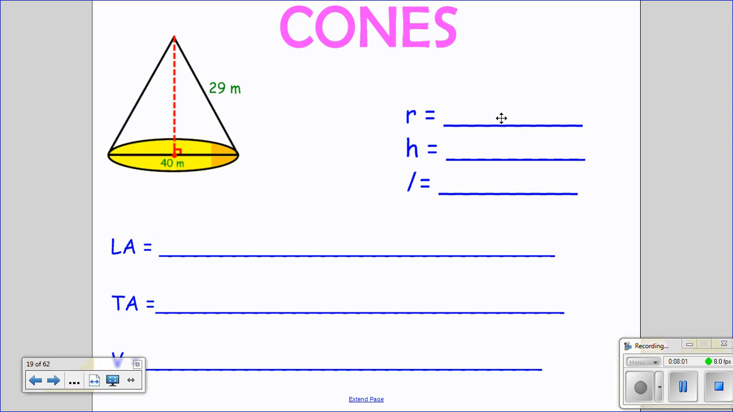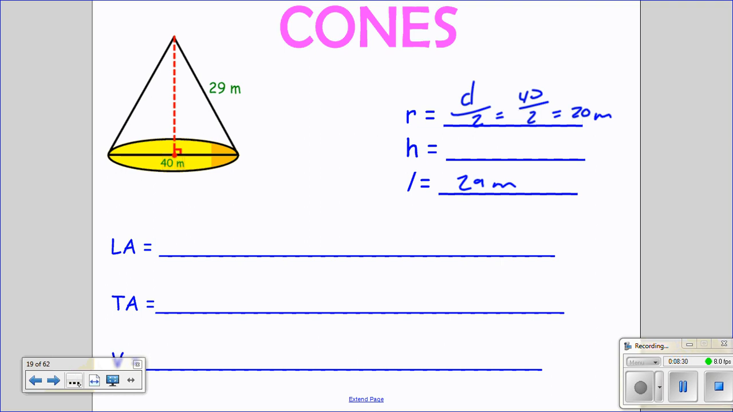Now let's get into cones. For cones, we need our radius. On this particular cone, we're given our diameter again. So to find our radius, we take our diameter divided by 2. So that's 40 divided by 2, which is 20 meters. We need our 3D height and we need our slant height. We're given our slant height, the 29 meters.